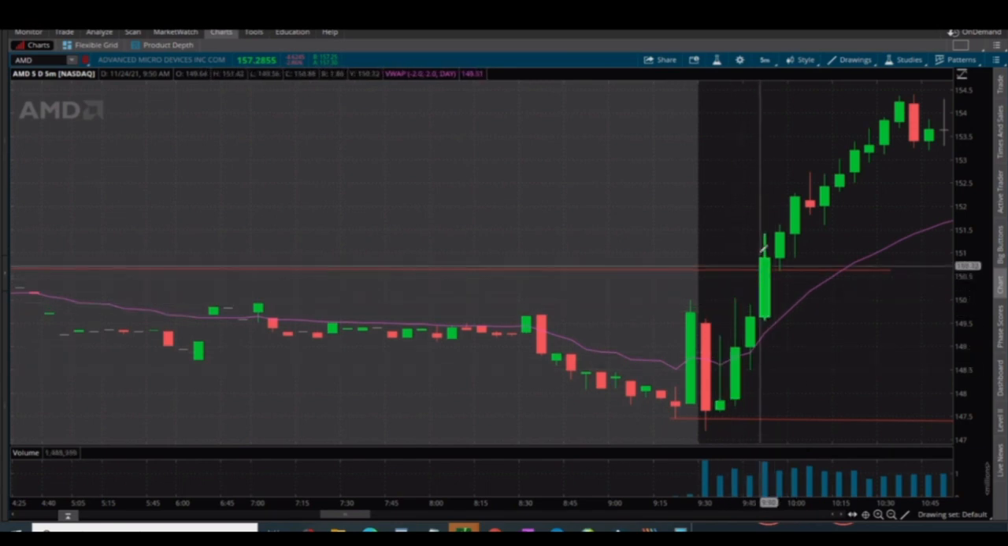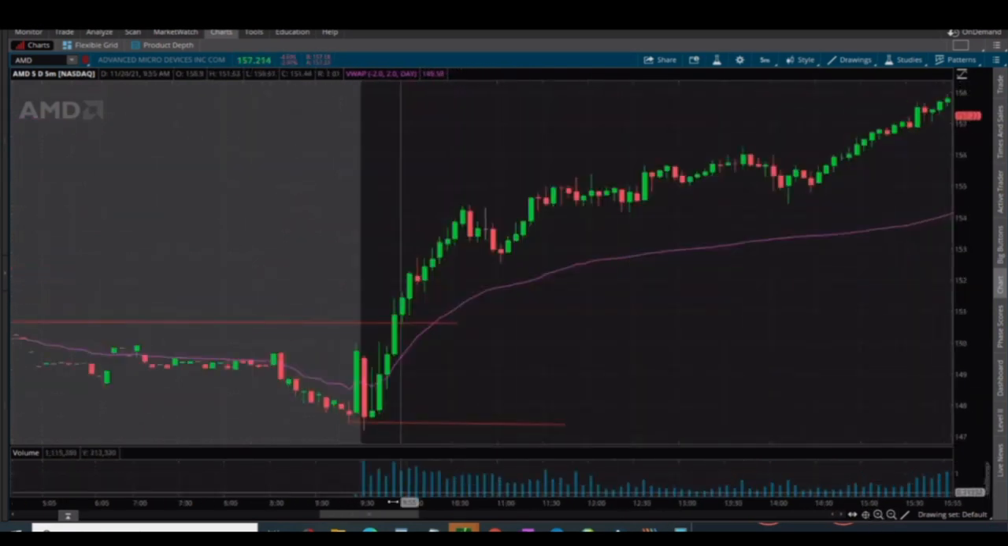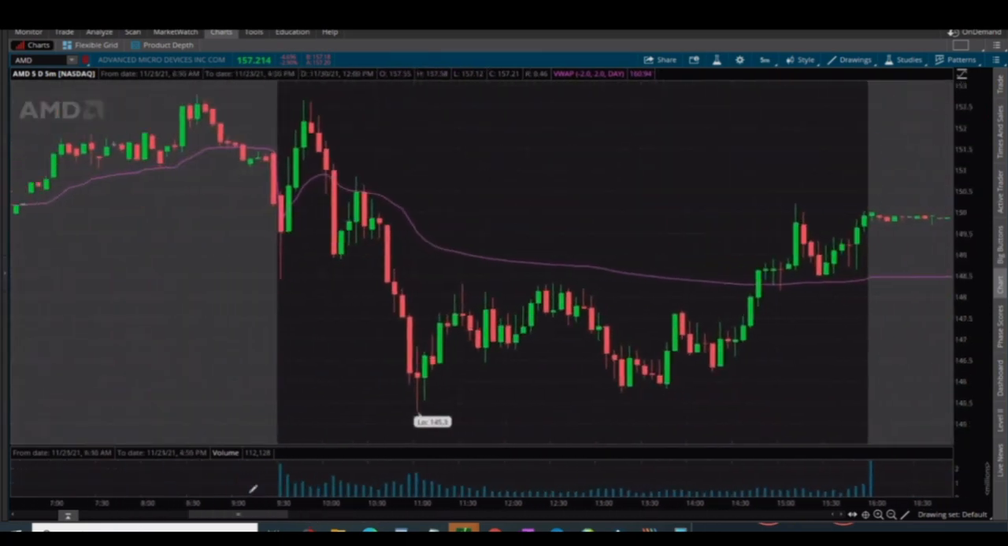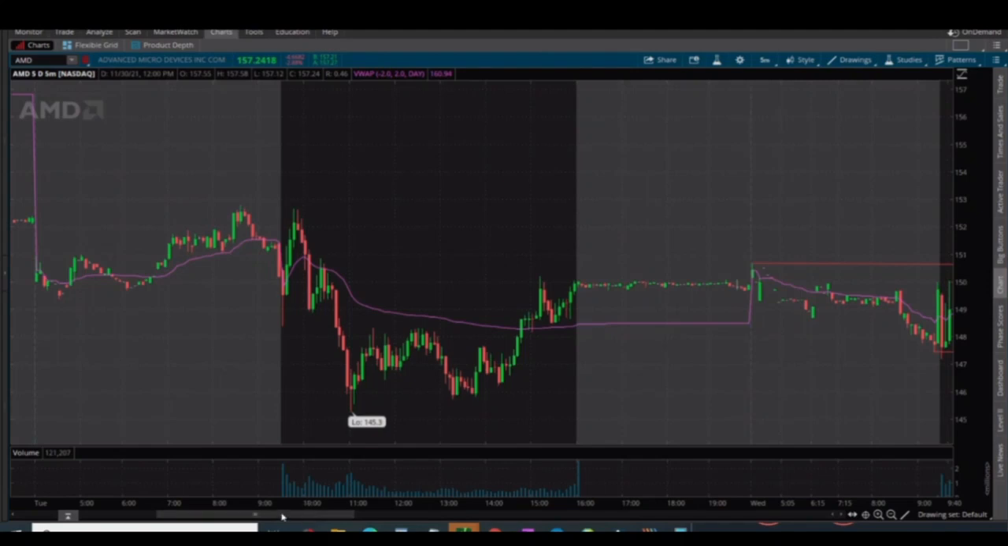But notice how it basically broke out of that resistance with a lot of volume. To me, I'm holding this, okay? And that was a nice winner. So again, you can play this same way. You can play any market, right? So let me do one more for you guys.